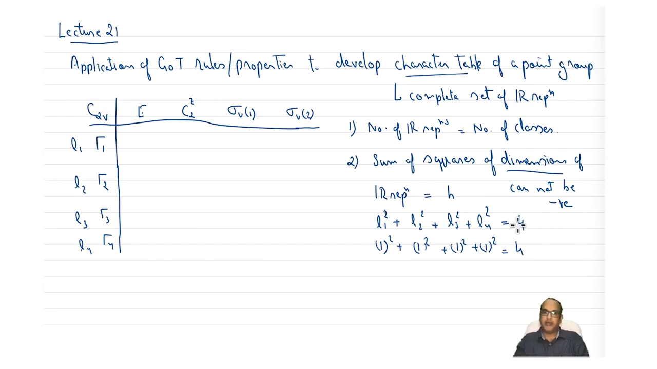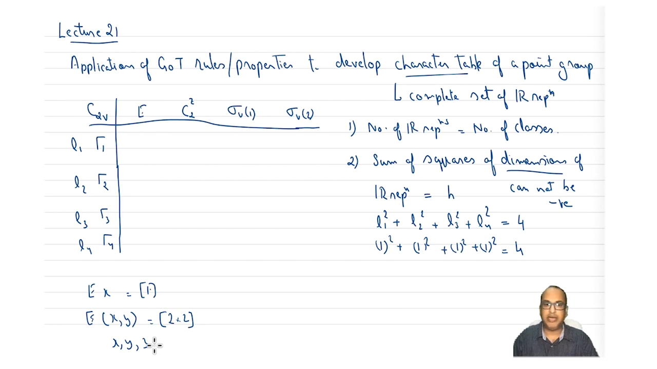And we also know that the character under E represents the dimension. Why do we say that? Let's say we are applying E on a unit vector, then I will get a 1×1 matrix. If I'm doing the E operation on a basis set which has X and Y, I will get a 2×2 matrix. So if I'm getting a 1×1 matrix, the dimension is 1. If I'm getting a 2×2 matrix, the trace is 2 and that is the dimension. If I have a basis set X, Y, Z, that is 3 basis functions, I will get a 3×3 identity matrix, for which the trace will be equal to 3 and the dimension will also be equal to 3. So that means the trace under the operation E represents the dimension.